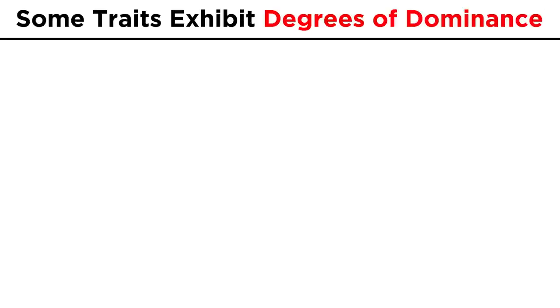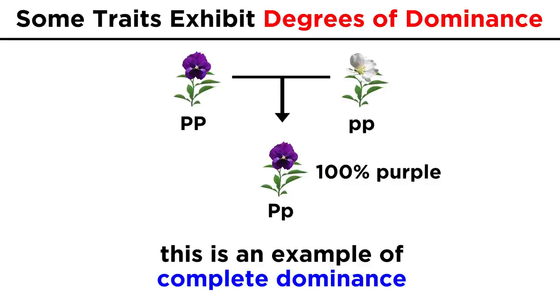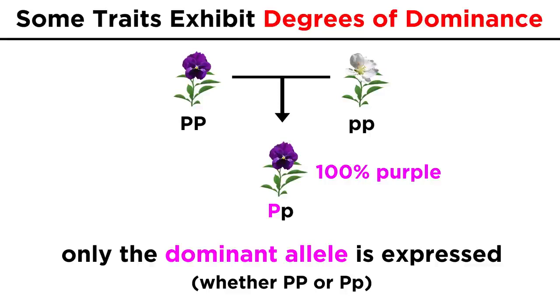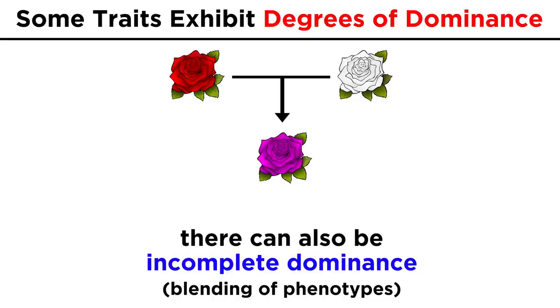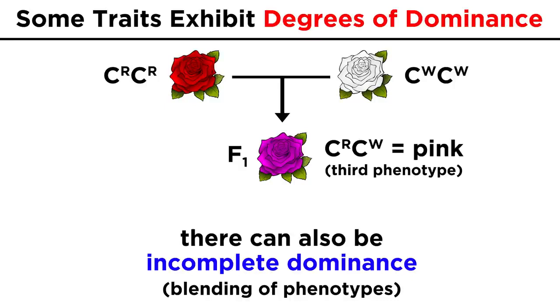For example, there are degrees of dominance. With everything so far, we have been discussing complete dominance, where the dominant allele is expressed whether the genotype is homozygous or heterozygous, and there is no difference in the resulting phenotype. But there is also incomplete dominance. When red snapdragons are crossed with white ones, the F1 generation is all pink. This is a third intermediate phenotype.